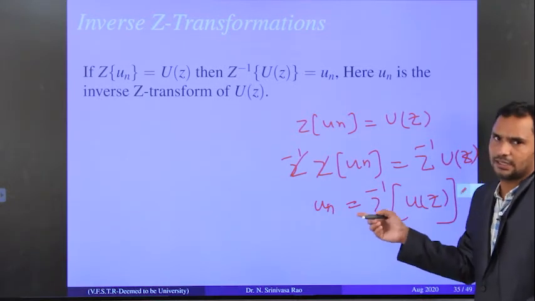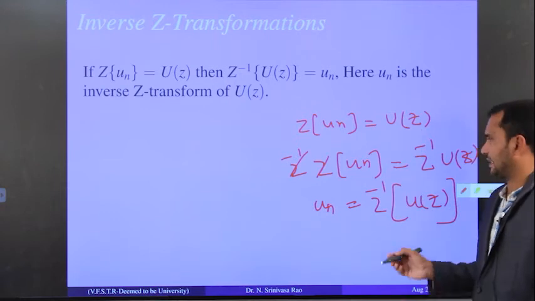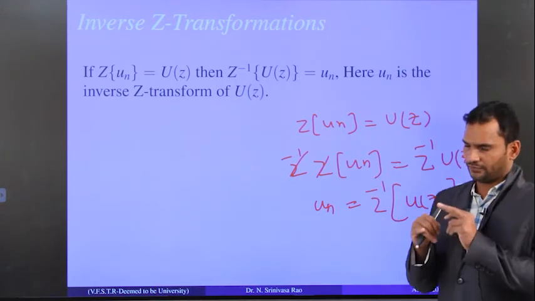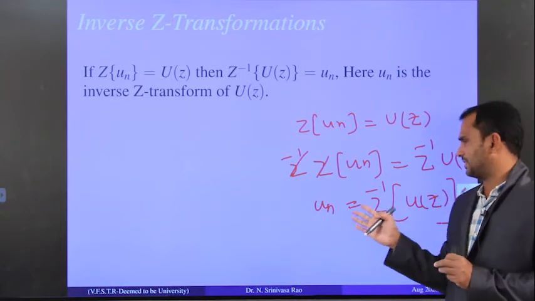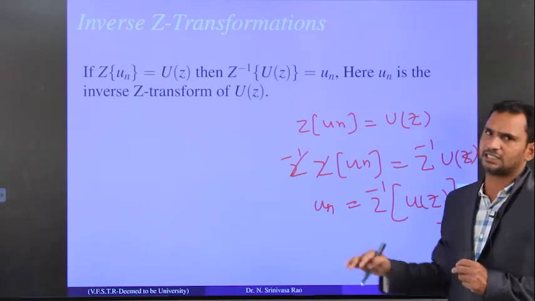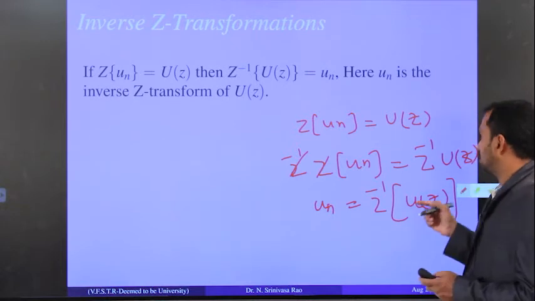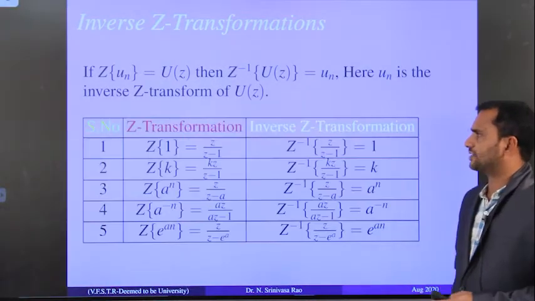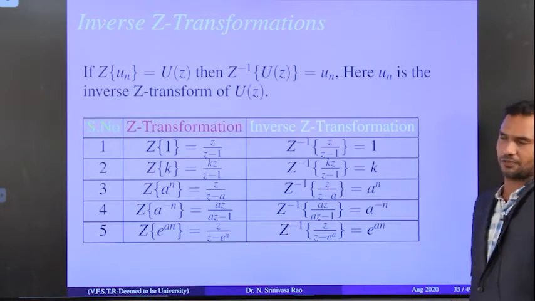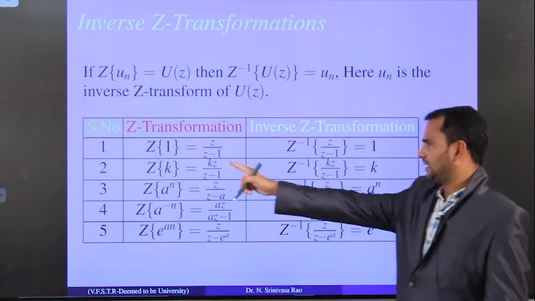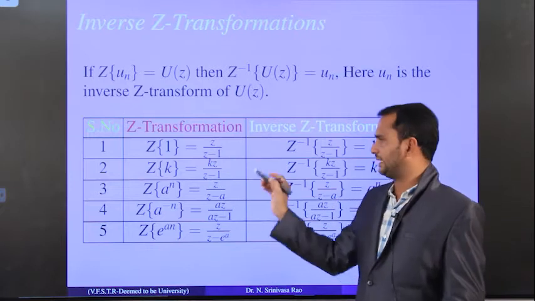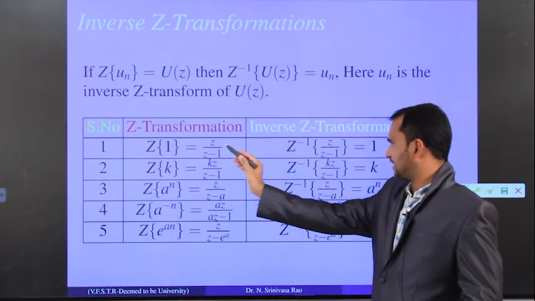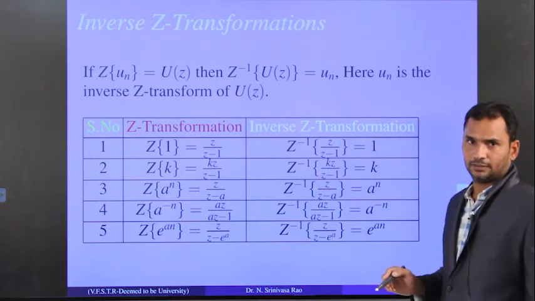Okay, so this is the concept of inverse Z transformation. Without knowing the Z transformation, we cannot find inverse Z transformations. So now I will give the table: what are the transformations, and what are the inverse transformations? Look at this. Z of 1 is z by z minus 1, so obviously Z inverse of z by z minus 1 is 1.